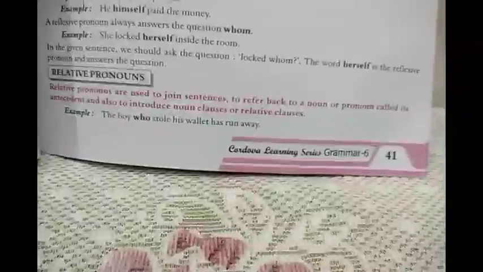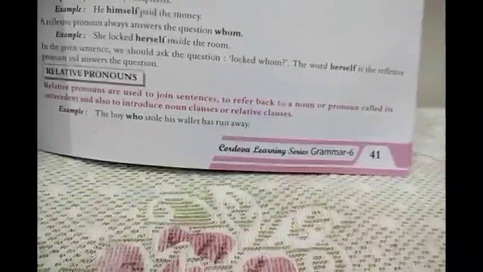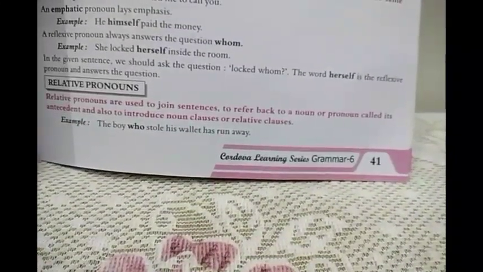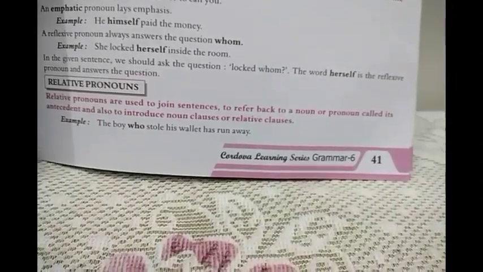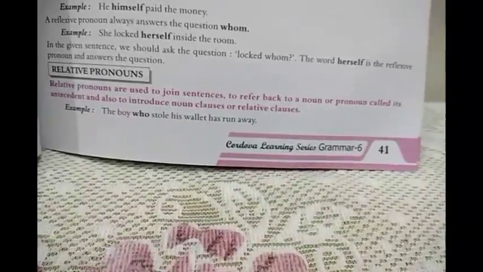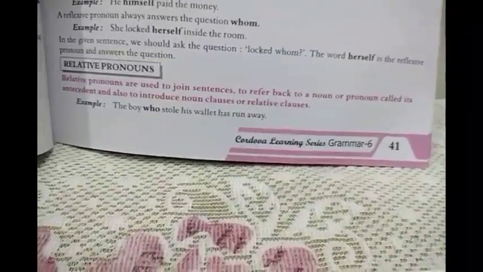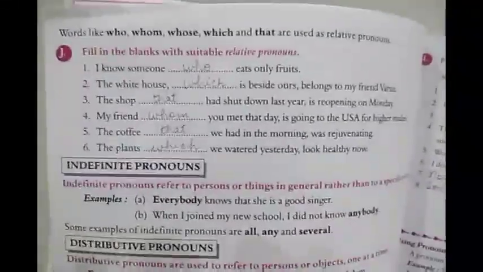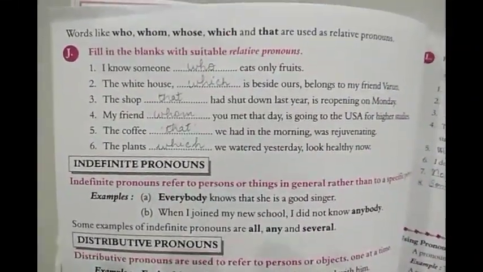The next kind of pronoun is relative pronouns. A relative pronoun is one which is used to refer to nouns mentioned previously, whether they are people, places, things, animals, or ideas. Also, they can be used to join two sentences. Example, the boy who stole his wallet has run away. In this sentence, the pronoun who is the relative pronoun. Another exercise here: suitable relative pronouns. I'll be sharing all these answers, so don't worry.